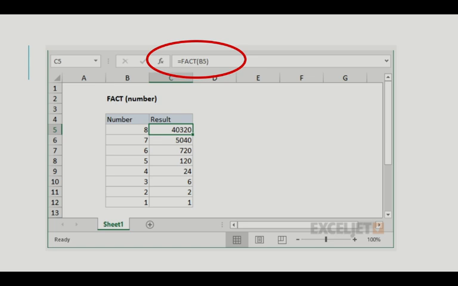40,320. So I'm not going to ask you to do this longhand, except for maybe if there was a really simple calculation. You know, we could easily calculate 5 factorial on our calculator. But for big things, we don't want to spend all our time.